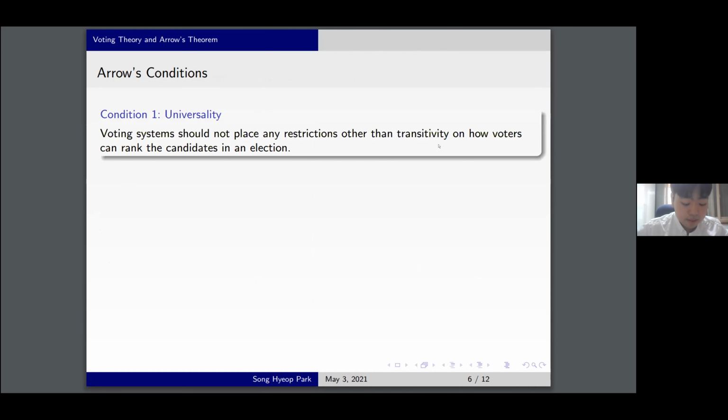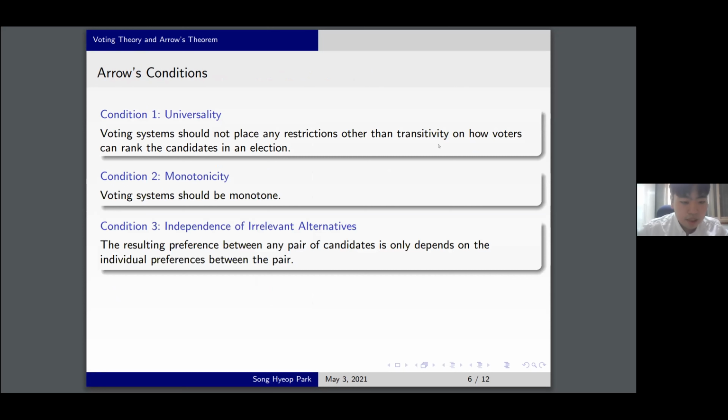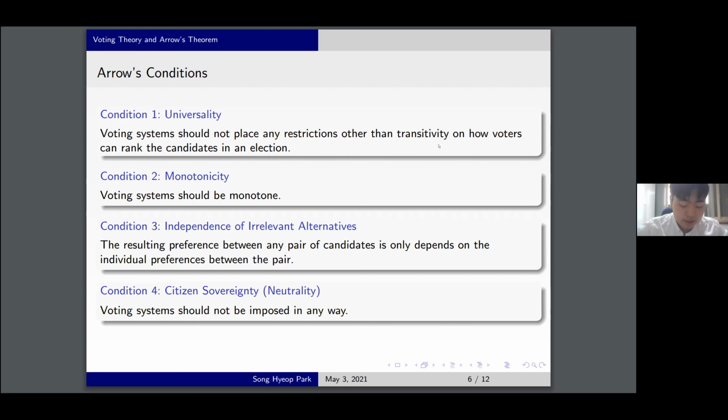First is universality, where you don't restrict the voters on their voting except for keeping transitivity. Second is monotonicity. Voting system should be monotone. Third is independence of irrelevant alternatives. The resulting preference between any pair of candidates only depends on the individual preferences between that pair of candidates. If you want to find the preference between two candidates, you can exclude all other candidates and look for the preference between the pair. You still get the same resulting preference between the pair, even if you move around other candidates freely.